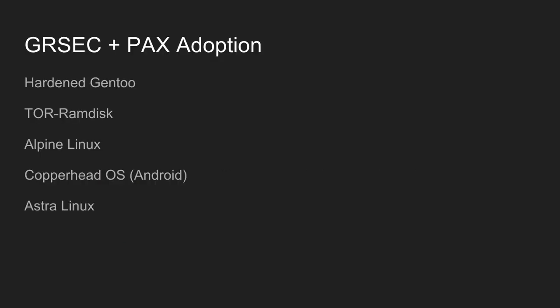So GRSec and PaX have both been adopted together by default in Hardened Gentoo, Tor, Ramdisk, Alpine Linux, Copperhead OS, which is specifically just for mobile devices. It's an Android spinoff, one of the only hardened Android systems I know of, and Astra Linux. These are all worth mentioning. I mention Hardened Gentoo a lot because it's very well known, and they have a lot of innovations tested out on the cutting edge in that developer space.